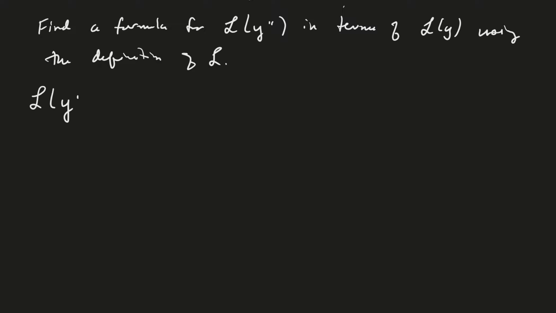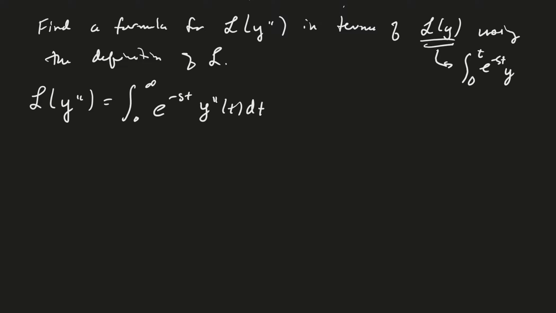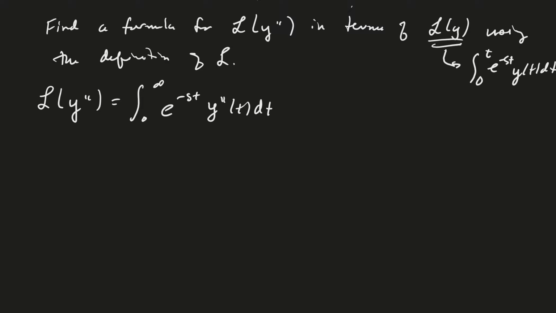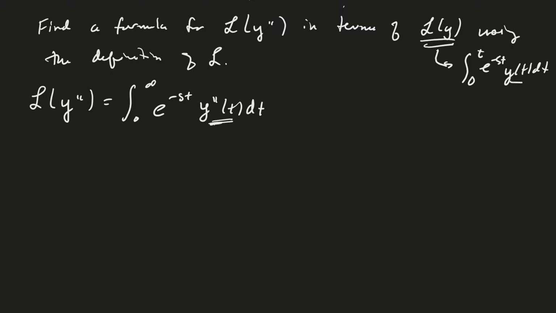The Laplace transform of y double prime is the integral from 0 to infinity e to the minus st y double prime of t dt. And so if we want to get things in terms of the Laplace transform of y, right, we need to somehow get rid of the derivative there and get the original function. By the way, we're going to call this Y of s, right?